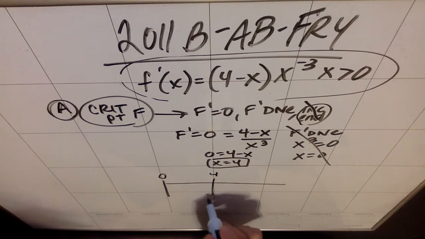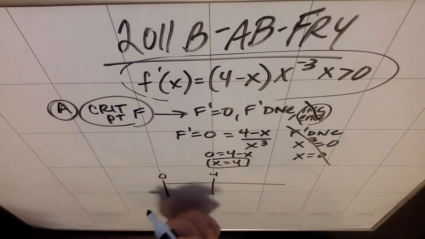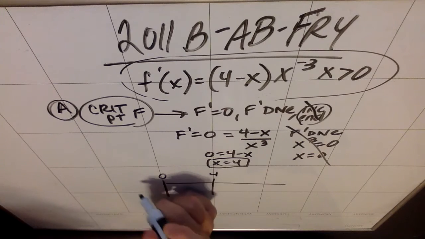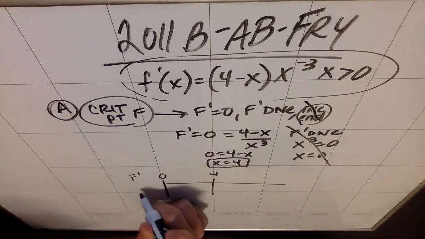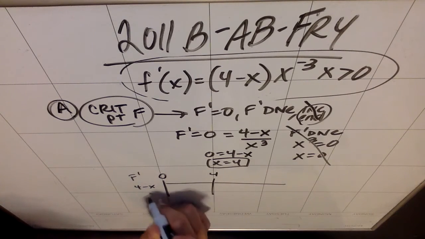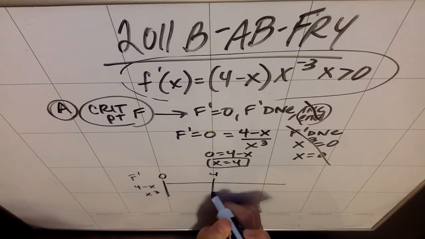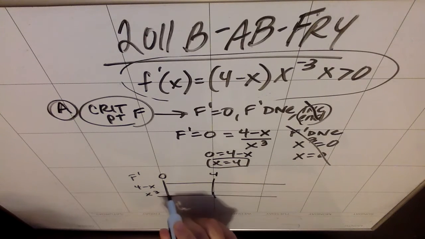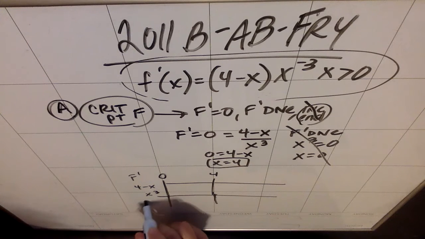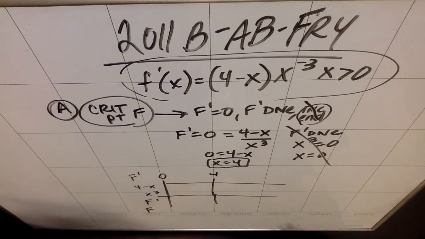So we want to know the sign of f prime. There's a couple different ways to do this. One easy way is to split f prime into its factors, which would be this 4 minus x on the top and an x cubed on the bottom. Then I can figure out, based on their signs, the sign of f prime, which tells me what f is going to do.